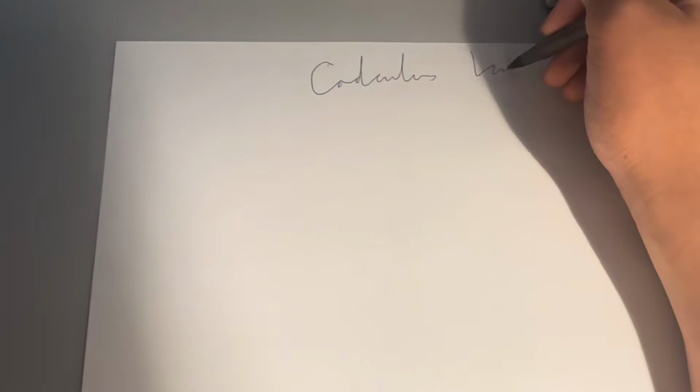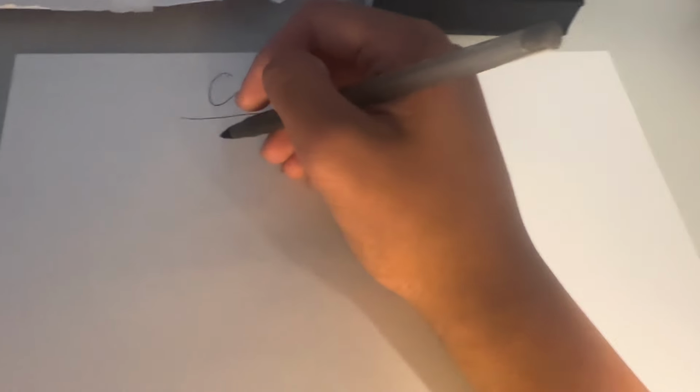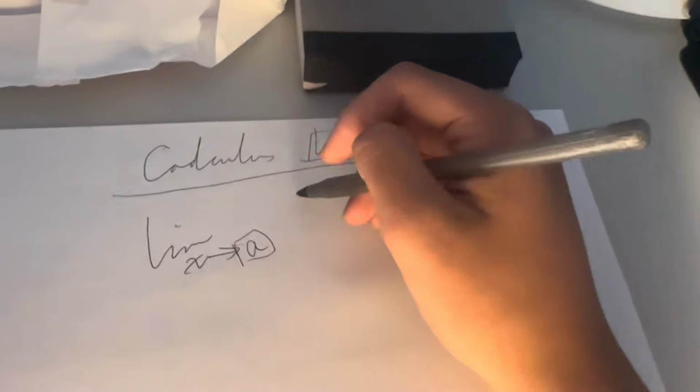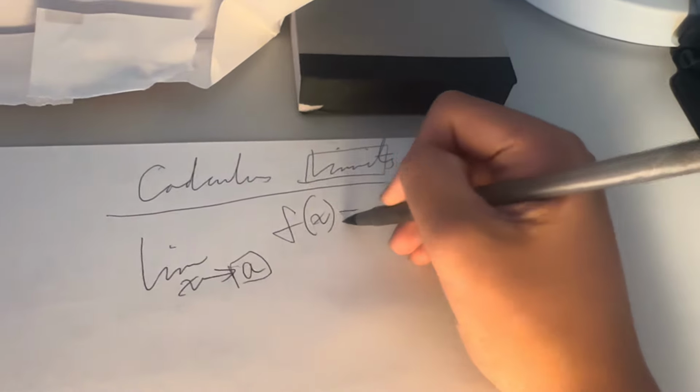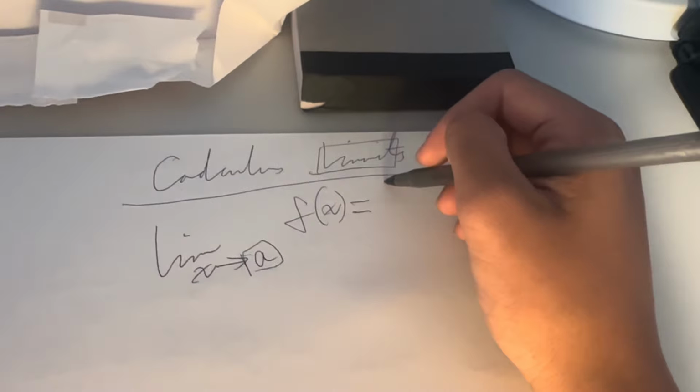Today we're talking about explaining limits. Basically what it means is, as the x value gets arbitrarily closer to this value of a, the function's output gets closer to something else.